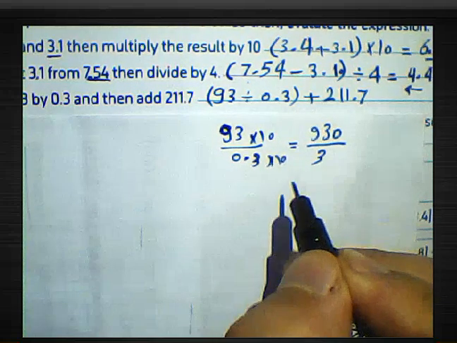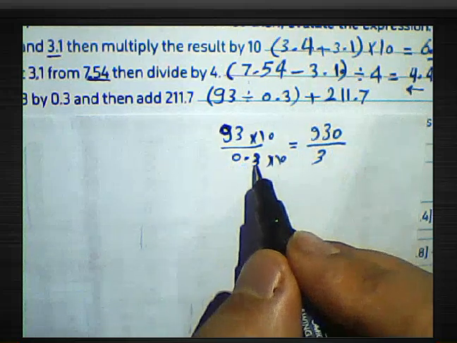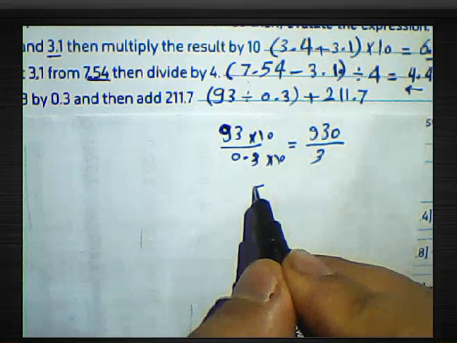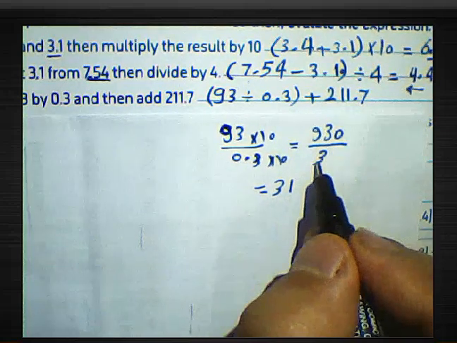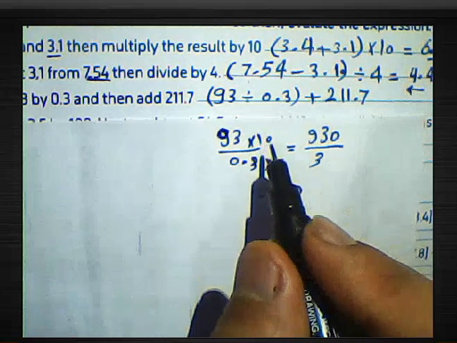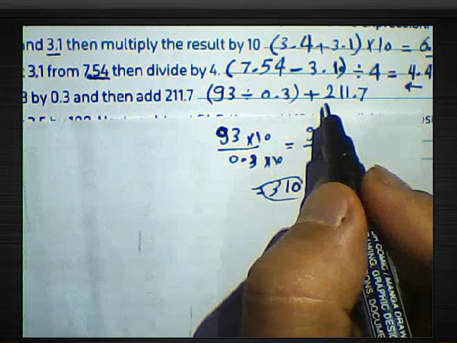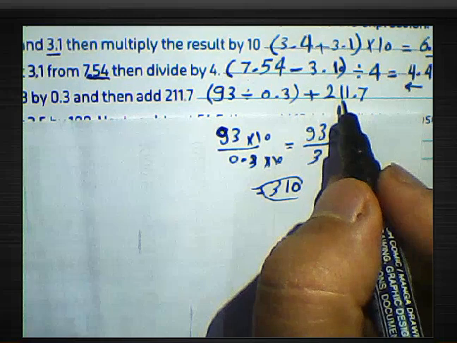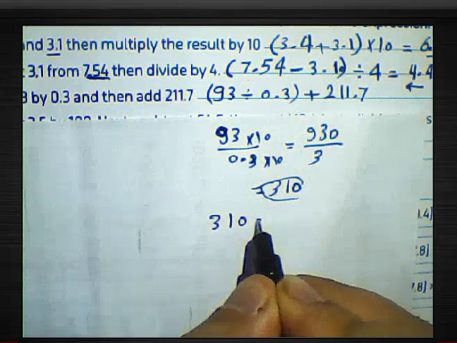930 over 3, because 93 times 10 equals 930, and 0.3 times 10 equals 3. Then 9 divided by 3 equals 3, 3 divided by 3 equals 1, 0 divided by 3 equals 0. Then the result of this operation will be 310. 310 plus 211.7, we can add them.